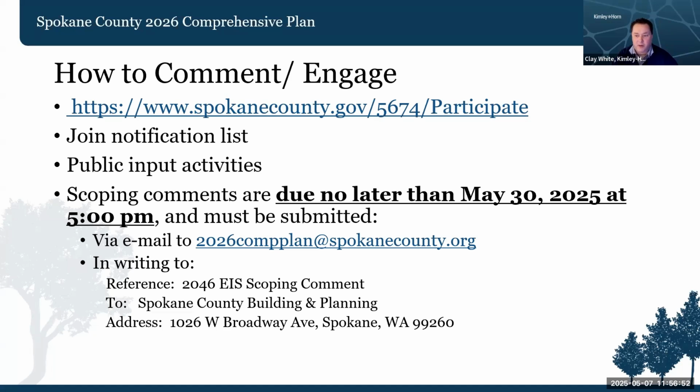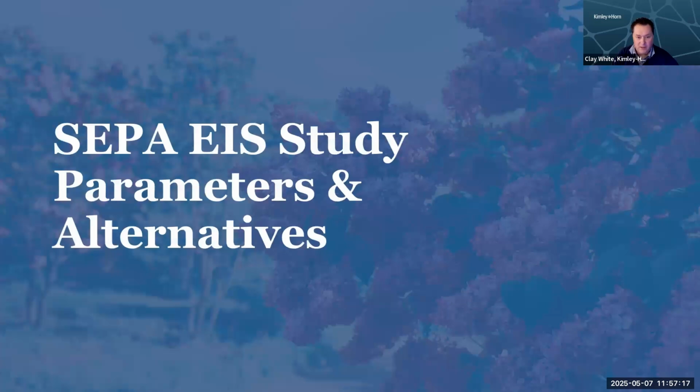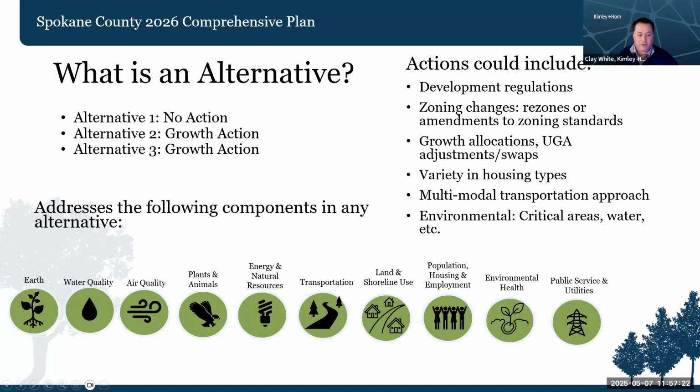Yeah, so we're really focused now on looking at what elements of the environment we should be examining when we evaluate the growth that will occur. We had a slide earlier in the meeting where the scoping notes already identified a number of environmental impacts that the county will study as part of the update. Right there. So we're already going to be looking at things like earth and water quality, air quality, plants and animals, energy and natural resources, and transportation, and on and on.